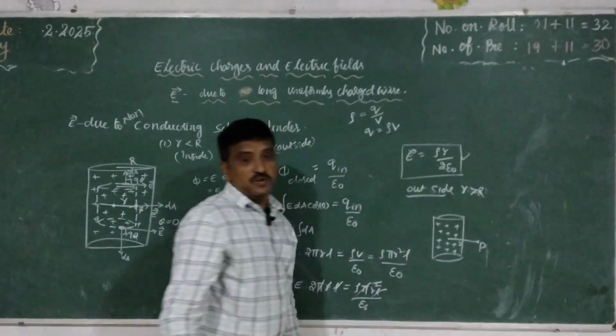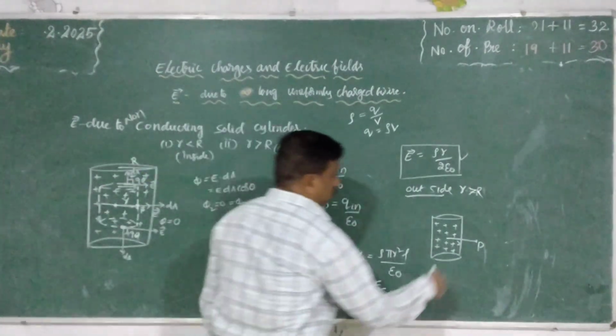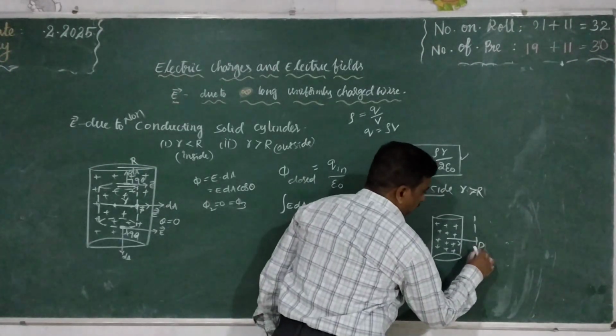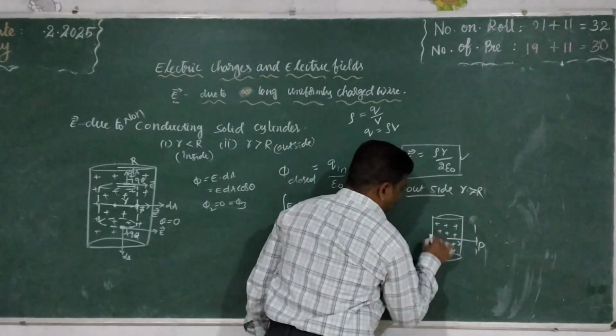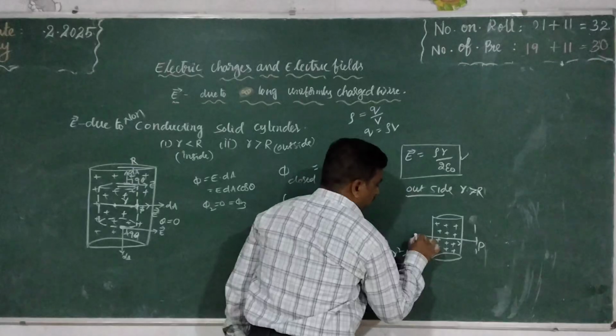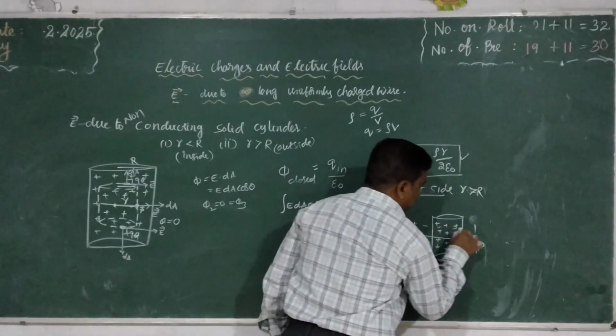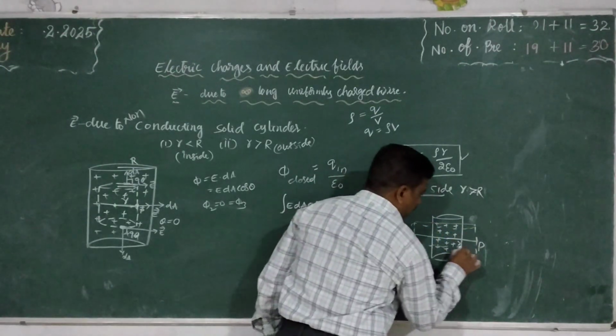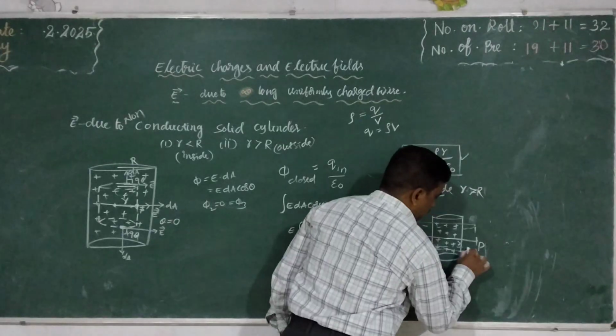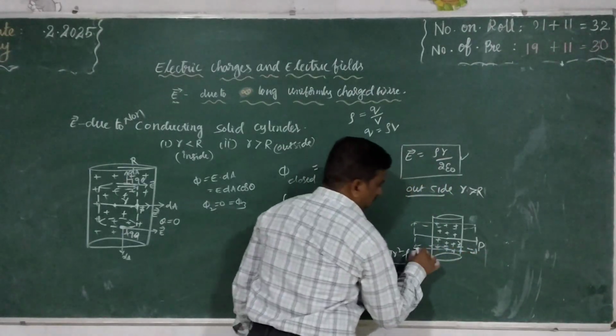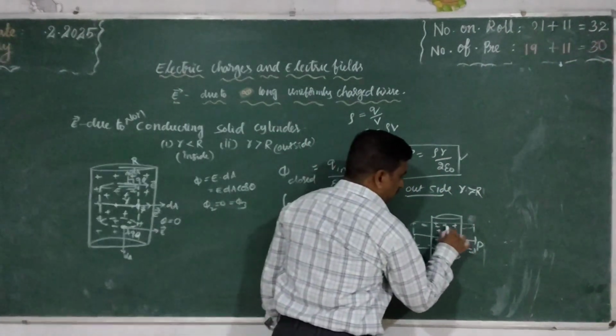What is the electric field here? We find it. For that, what can we do? We draw the Gaussian surface, at a distance from the center. This one. The cylinder is the Gaussian surface. See, this is the Gaussian surface.